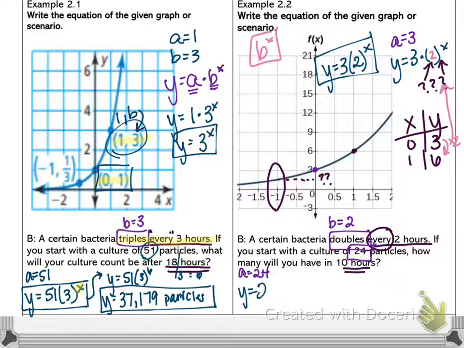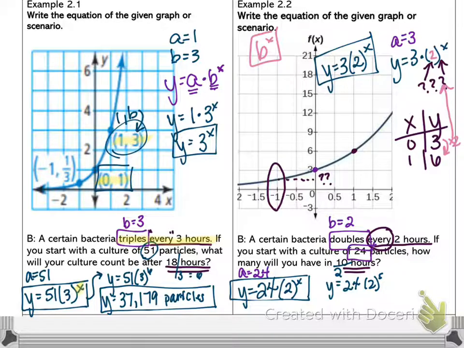Y equals 24, that's my starting amount, times 2. Actually, I want to use parentheses. Times 2 to the x power. X is always my time, but remember it says every 2 hours. So how many 2-hour increments are in 10 hours? It should be 5. Again, think about it as we're dividing 10 by 2, and then equals 5. So it would be y equals 24 times 2 to the 5th power.